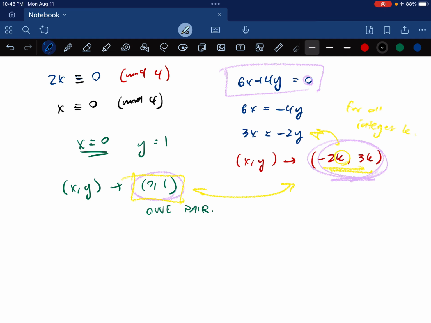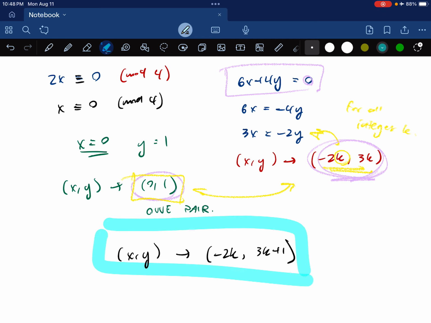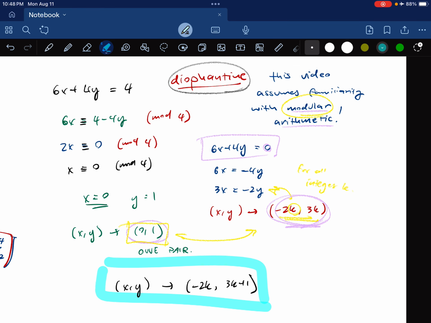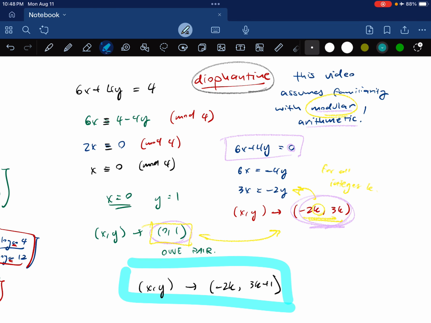But so the set of all solutions to the equation is x comma y is equal to negative 2k plus 0, which is just negative 2k, comma 3k plus 1. And that's just going to be your solution for this problem. So yeah, this is just a quick intro to Diophantine equations and just how to solve this simple one.